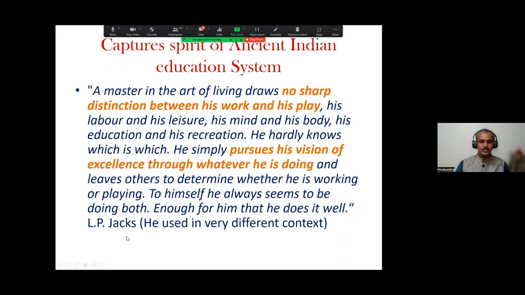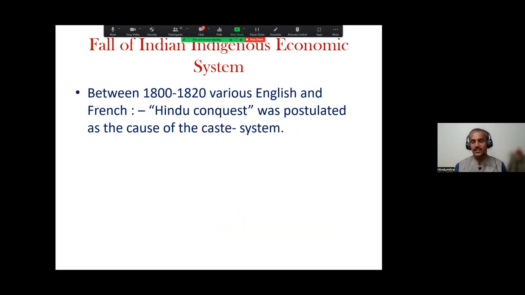There is a professor, L.P. Jacks, who said a few words that capture what knowledge and the education system mean. He says that the master in the art of living draws no sharp distinction between his work and play. A person simply pursues his vision of excellence through whatever he's doing, and there is no distinction between work and play. So it merges into one. Similarly, science, sociology, everything comes together as one culture.